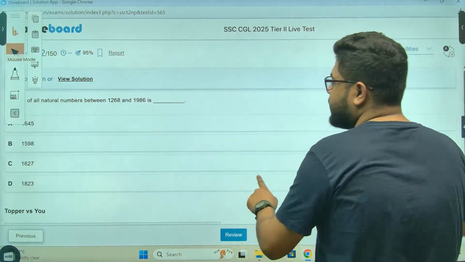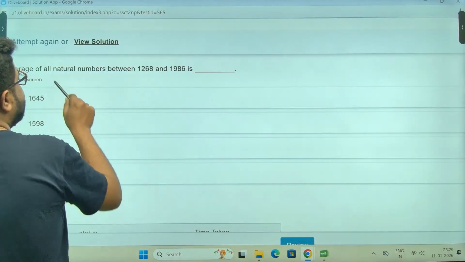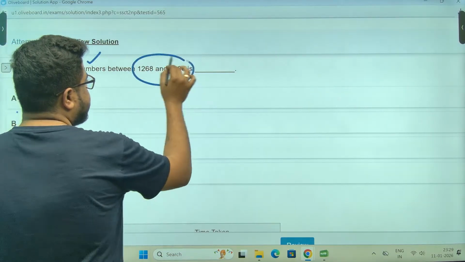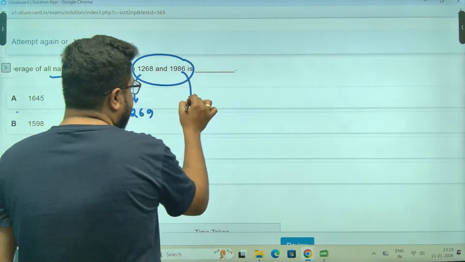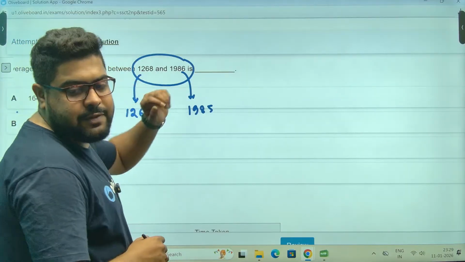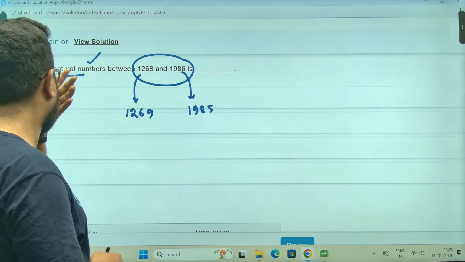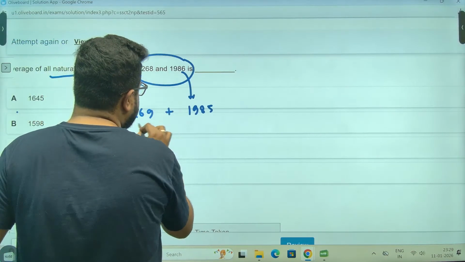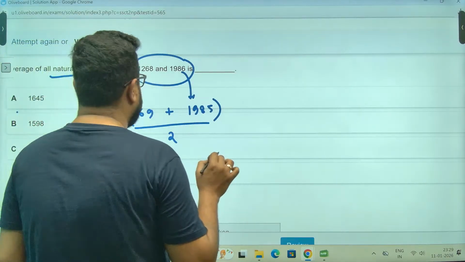Moving on, sir. I guess again an AP. Average of all the natural numbers between these. The first number will be 1269 and the last number will be 1985. Natural numbers, first things first. Sir, they are asking for the average. So for the average, just first plus last by 2, that will be the average. It will be direct. Let's see, sir.